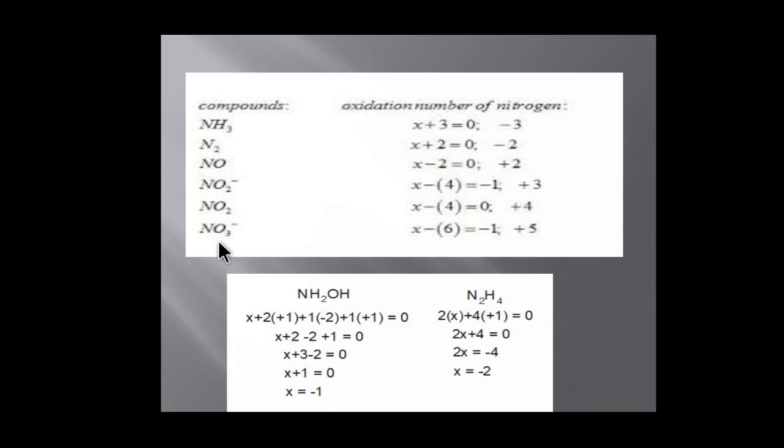In NO3 minus, the nitrate ion, we are going to calculate the oxidation number of nitrogen. So X minus 3 into 2, 6, minus 6, that is equal to the charge, minus 1. So X is equal to plus 5. So the oxidation number of nitrogen in this ion is plus 5. Similarly, we are going to calculate the oxidation number of nitrogen in other compounds.